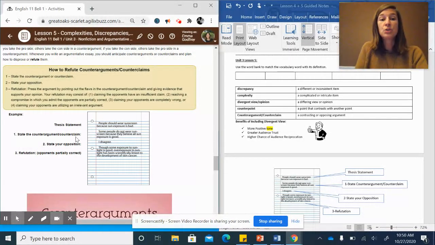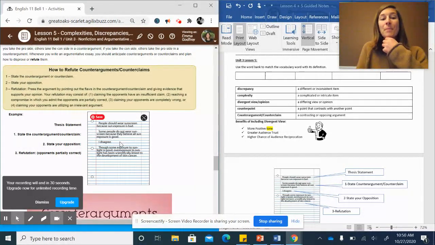So some people do not wear sunscreen because they believe all sun exposure is good. We actually need vitamin D that we get from the sun. So there's some benefit to being out in the sun in the wintertime, especially. Some people need to take vitamin D to supplement that. So sun is good, but not all the time. So state your opposition. I disagree. And now overcome it, refute it, prove how your side is stronger than that.